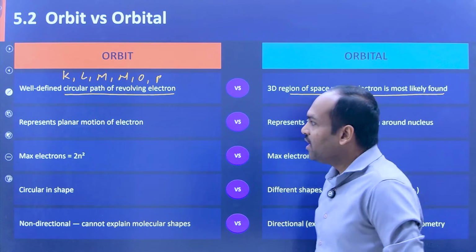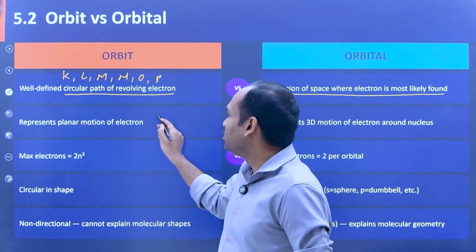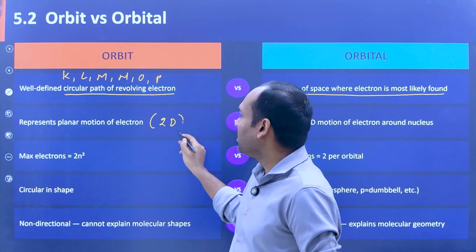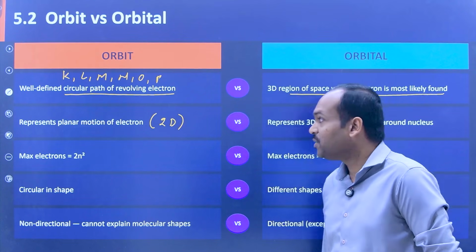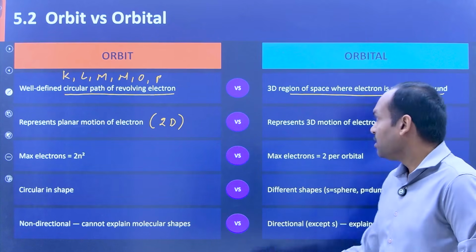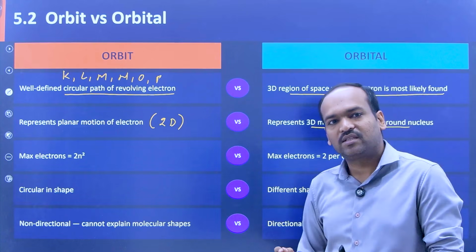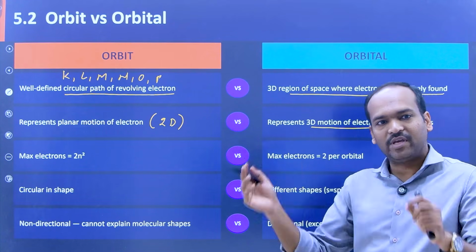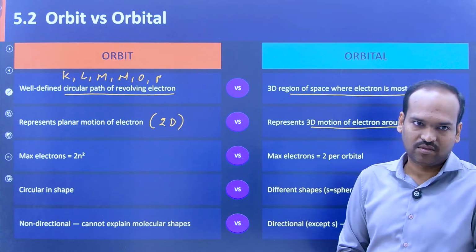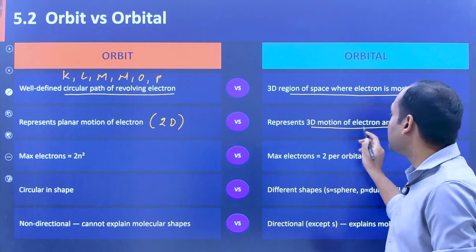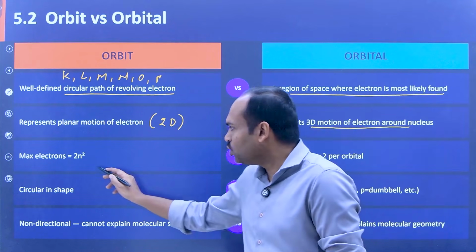Next, an orbit represents the planar motion, meaning two-dimensional motion, of the electron. But an orbital represents 3D, because the orbital is the space in three dimensions where we are finding the electron. So it is the 3D motion of the electron. Maximum electrons in an orbit is 2n square.